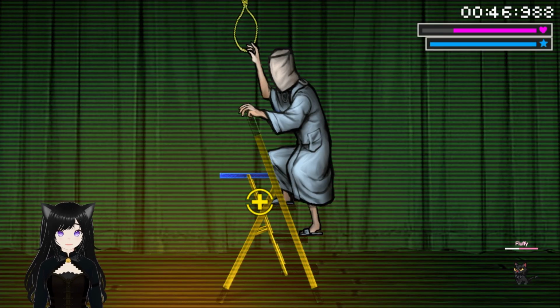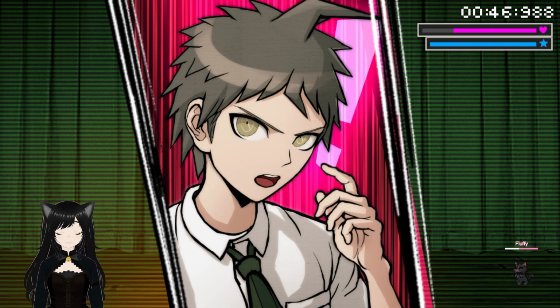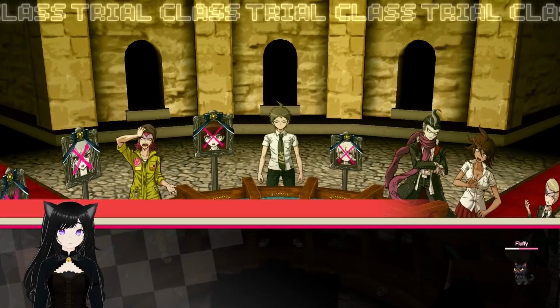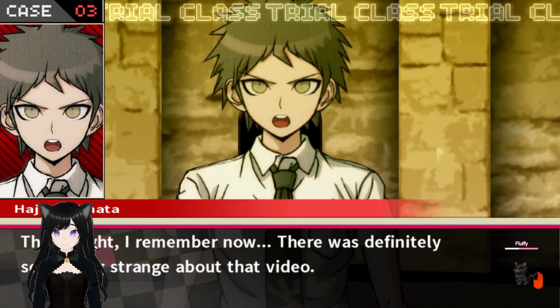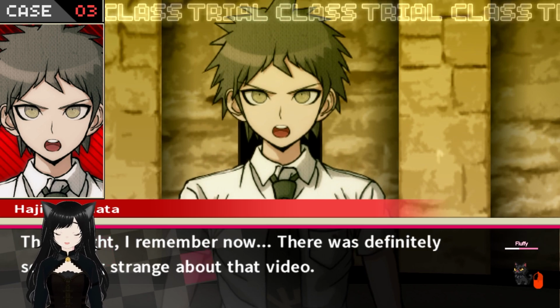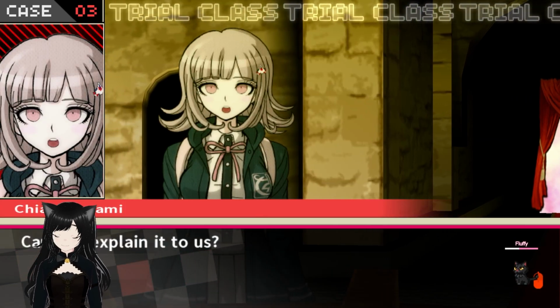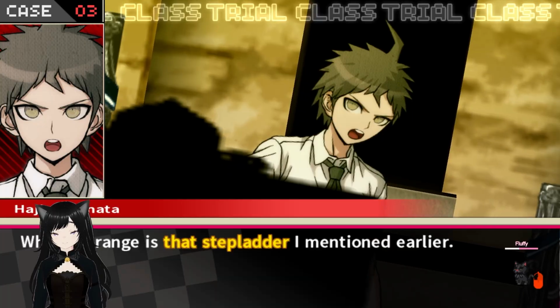The stepladder? I don't know. What's so weird about the stepladder? The fact that she's climbing with the hood on? That's right, I remember now. There was definitely something strange about that video. Okay, I'm confused. Explain it to me. Can you explain it to us? Yes, please. What's strange is that stepladder I mentioned earlier.